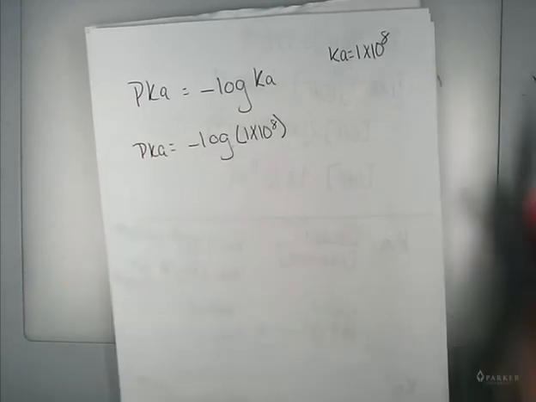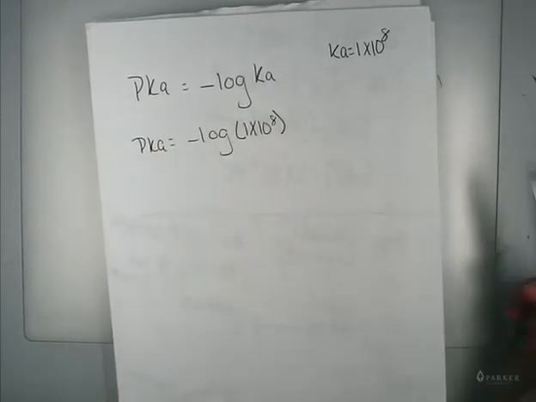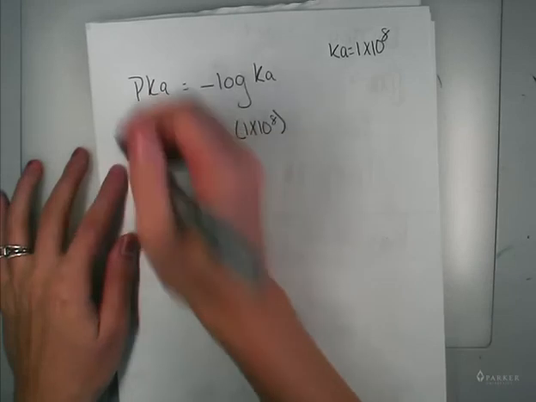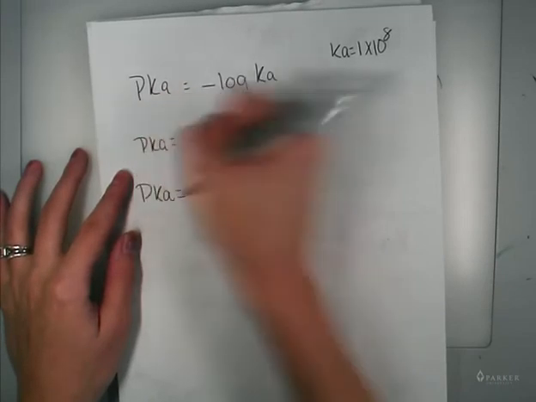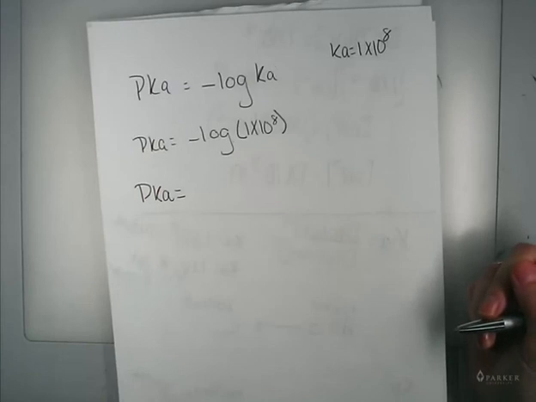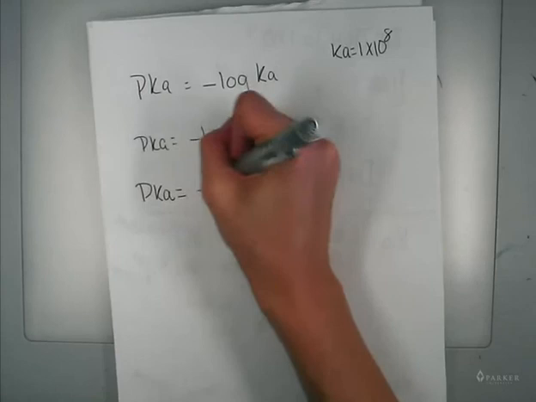Now the order you put that in, like if you put this number first or log first, depends on your calculator. But when you do it, what do y'all get? Negative 8.